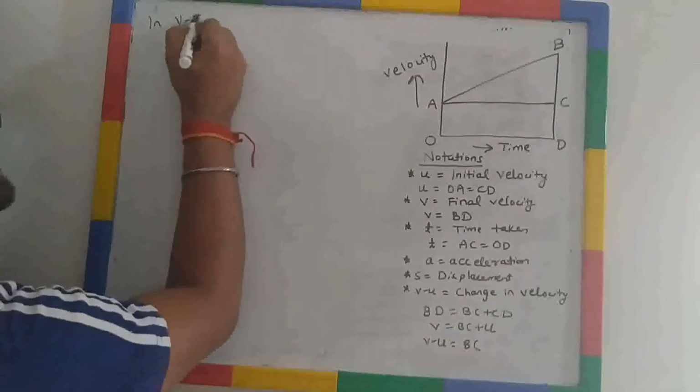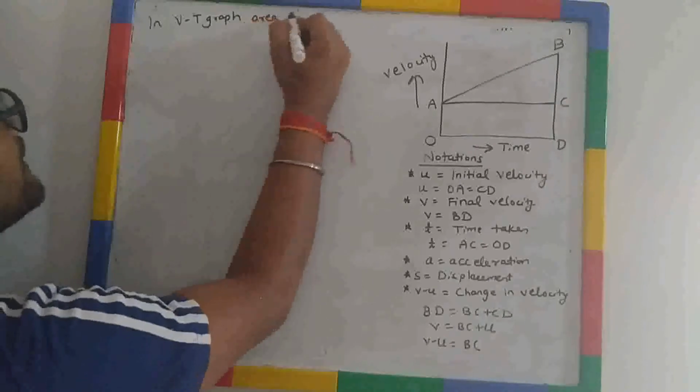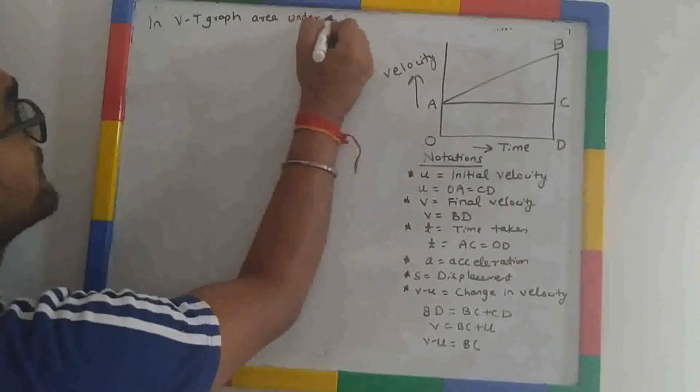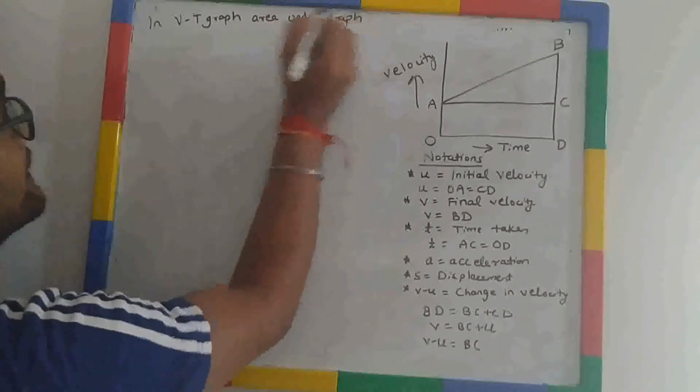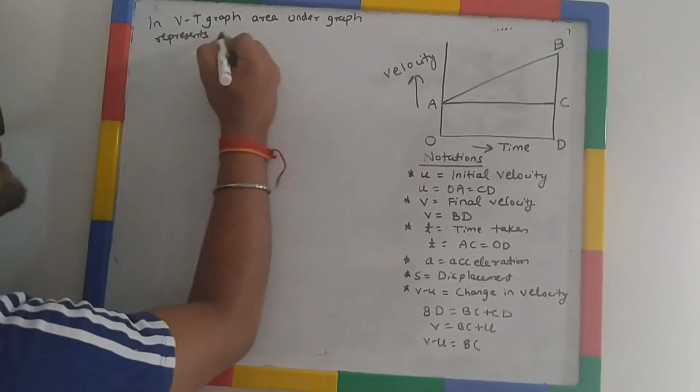In velocity time graph, area under the graph represents displacement.